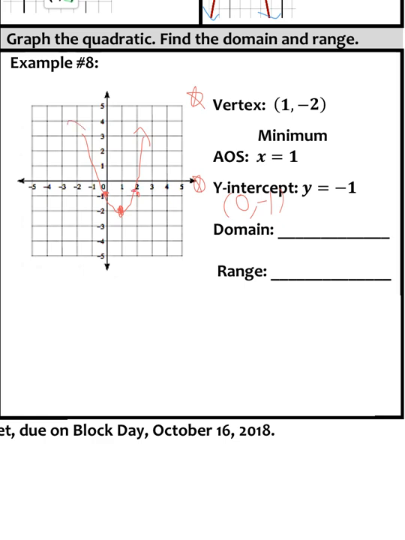And then our domain is always -infinity, infinity. Range with this one, the y value was -2. Pointed up, so that uses infinity. Therefore, it's -2, infinity.